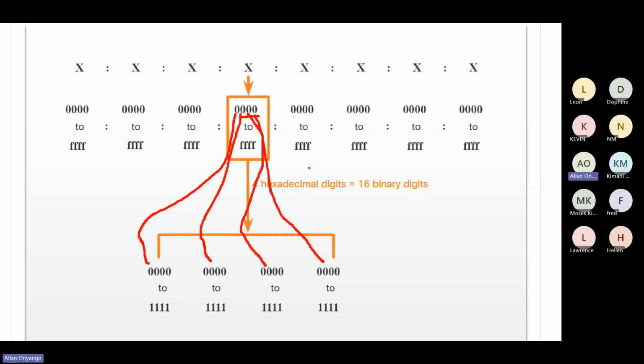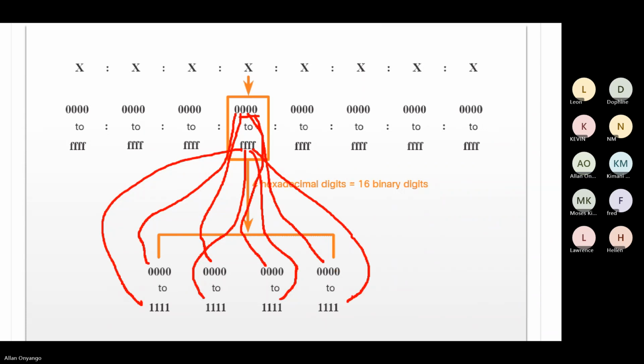Let's do it with F. F has four ones, isn't it? So the first F here will give us four ones. The second F will also give us four ones. The third F will give us the four ones here. And the fourth F will also give us four ones. How many ones are those in total? 16. So each part gives us 16 bits. And that's why we call it a hextet. A hextet is that part that will give us a total of 16 binary bits, for all of them.